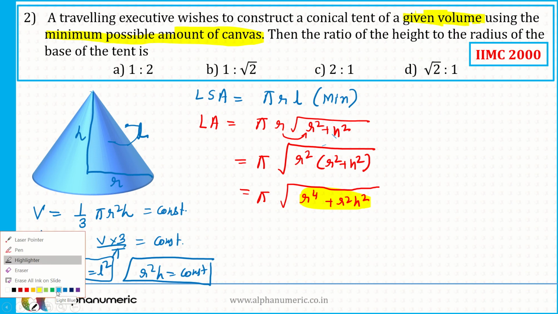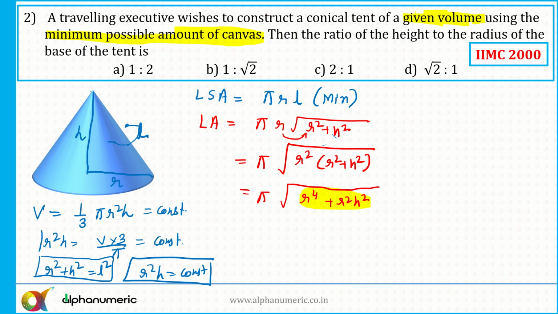Alright, so now how can we minimize this thing? Now we know that r square h is constant here. So r square h is equal to constant, and we need to minimize this term, which is r raised to power 4 plus r square h square.